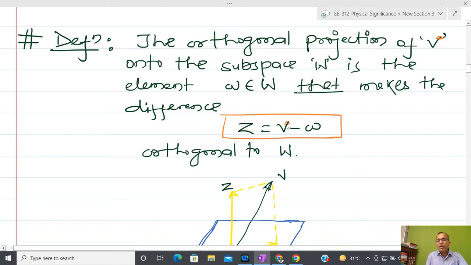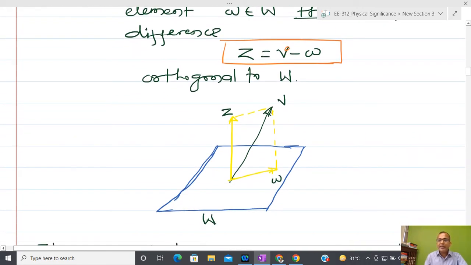Okay, so if you do that projection of V on W, it is possible to show that V minus W, that is nothing but Z, is orthogonal to W. So from here you can see that I have V and I have to project this V on this particular subspace W. If you project this, then obviously you will get some vector on this subspace, and I have given the name W to that vector. Obviously W is going to lie on this subspace.